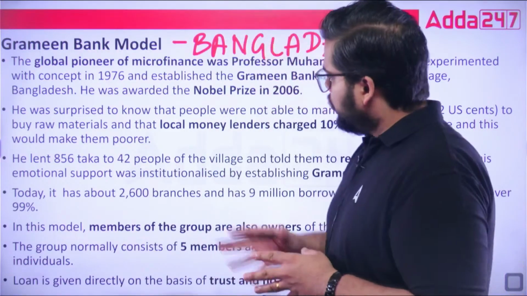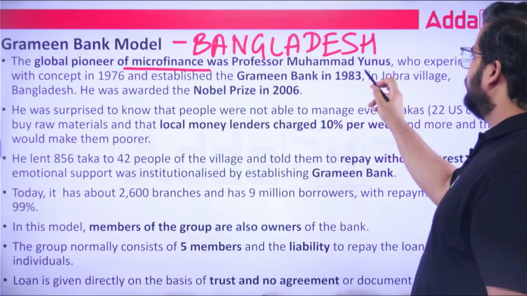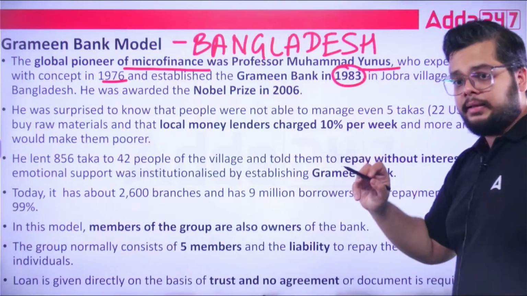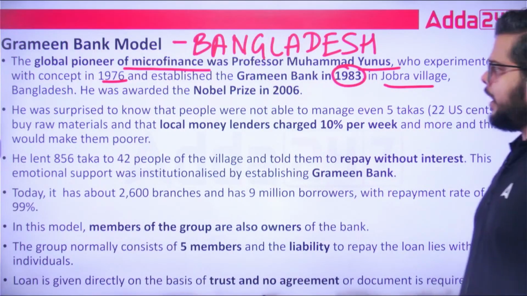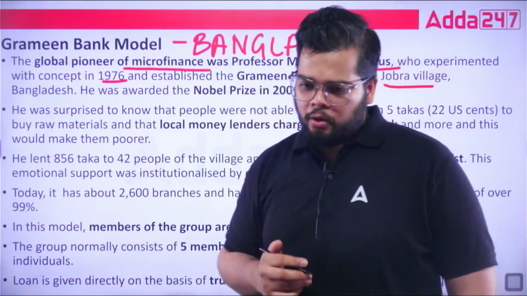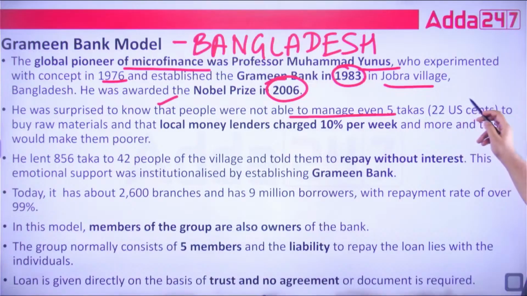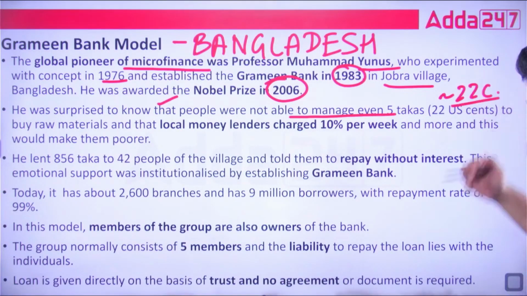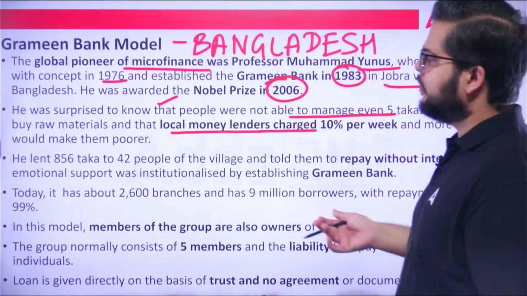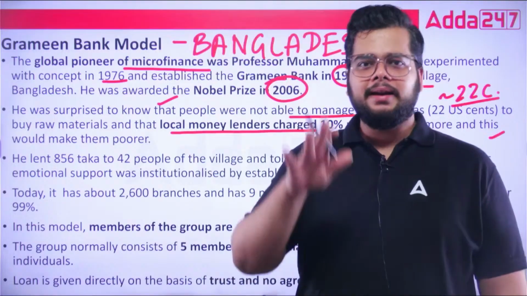Fine. So when we talk about the theory, how it works, the global pioneer of the microfinance sector was Professor Muhammad Yunus, who experimented with the concept in 1976 and established the Grameen Bank in 1983 in Jobra village, Bangladesh. And for this particular Grameen Bank model, he was also awarded the Nobel Prize in 2006. That is why he is known as a Nobel laureate. He was surprised to know that people were not able to manage even 5 takas, approximately 22 cents in US currency, to buy raw materials, and that local money lenders charged 10% per week and more, and this made them poorer.